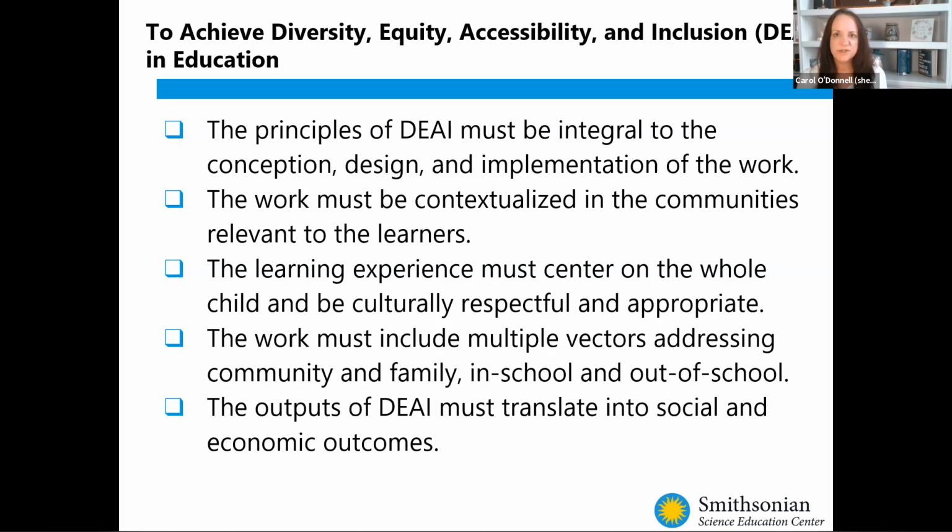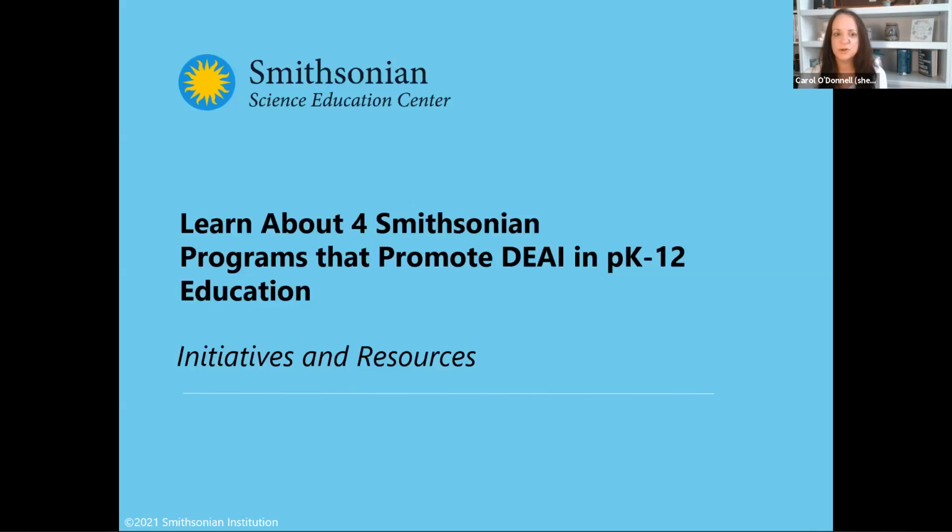And finally, the outputs of diversity, equity, accessibility, and inclusion must translate into social and economic outcomes. As you'll learn from Secretary Bunch, the Our Shared Future initiative also talks about race and wealth. So is everything that we're doing in education actually leading to social mobility, to economic mobility?